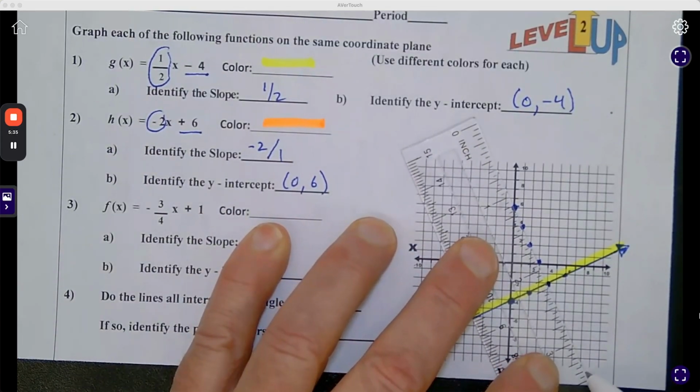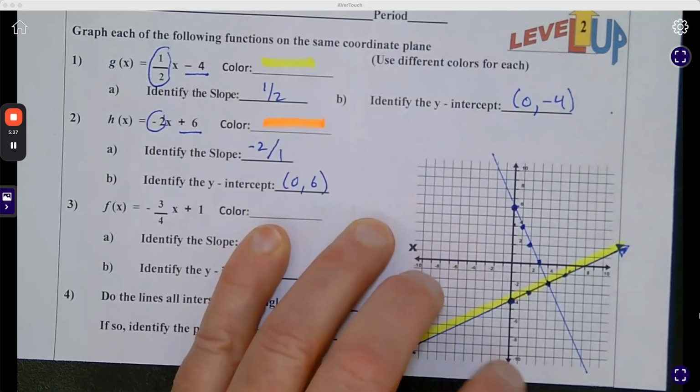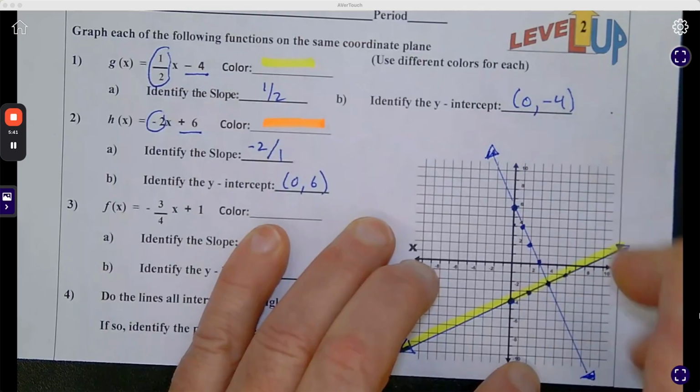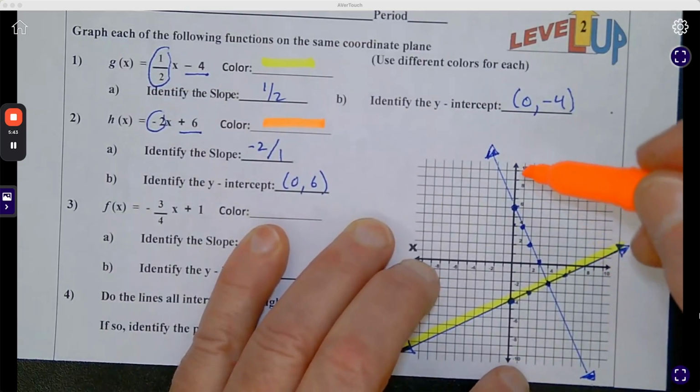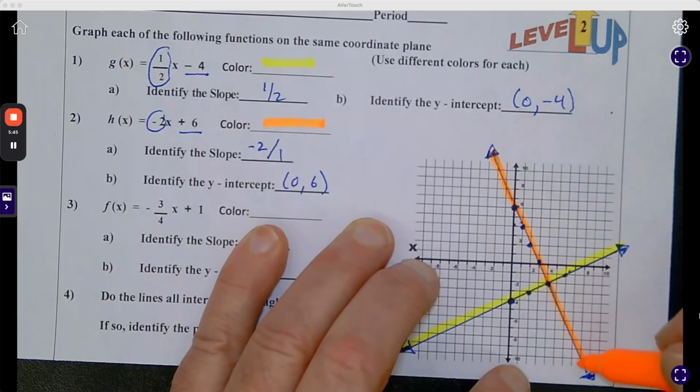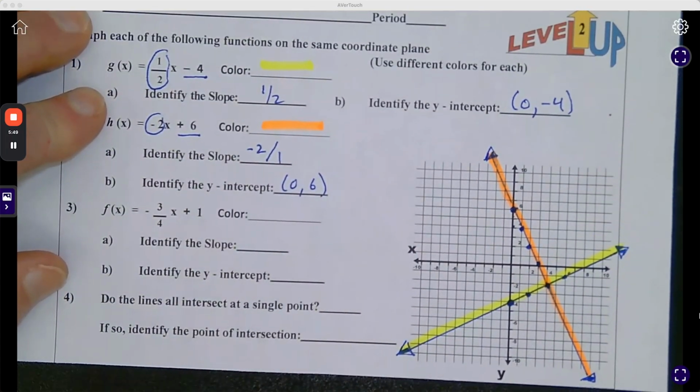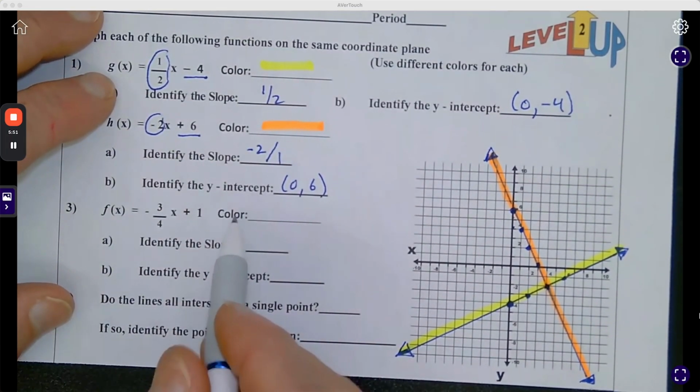All right, draw that line. Make sure you drive it all the way through. Arrows on the end. Arrows on the end. And then make that orange. All right, I'm happy with my work. I'm really focused today.